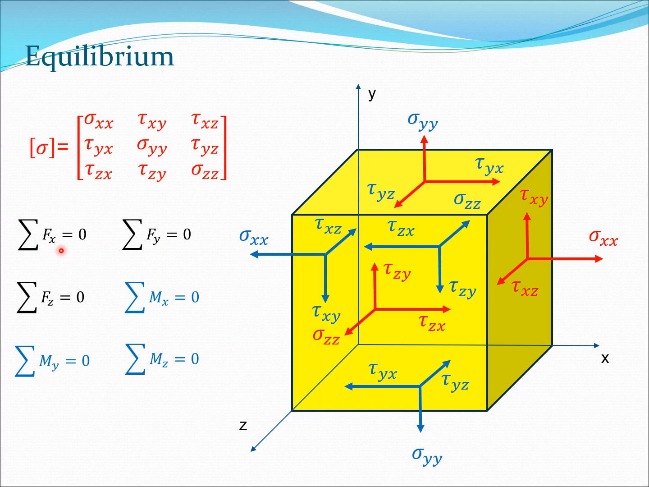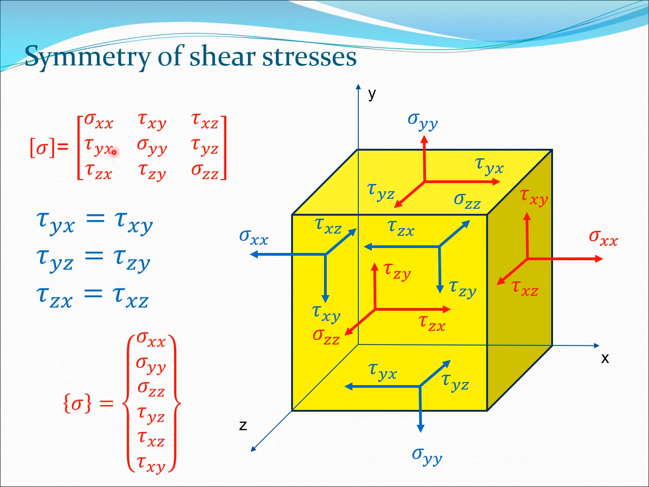Of course, we have already enforced Fx, Fy and Fz to be 0 because we selected the directions in that manner. So for example, sigma xx is matched out by sigma xx here, tau yx is matched out by tau yx here, and so on. But for the moments to actually come to 0, what needs to happen is that symmetry of this sigma matrix is required. So symmetry of that matrix means that the shear stresses are symmetric, which means that tau yx is tau xy, tau yz is tau zy, and tau zx is tau xz.